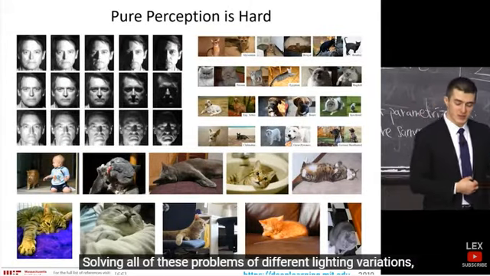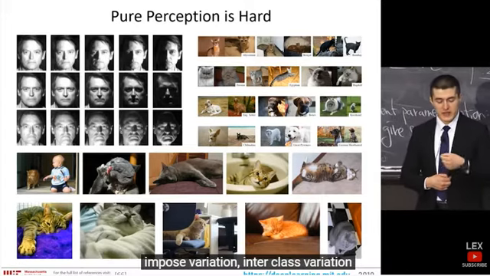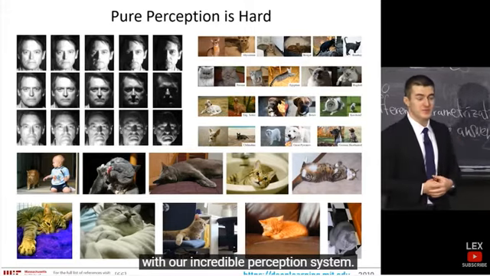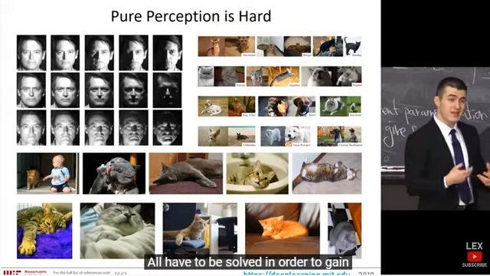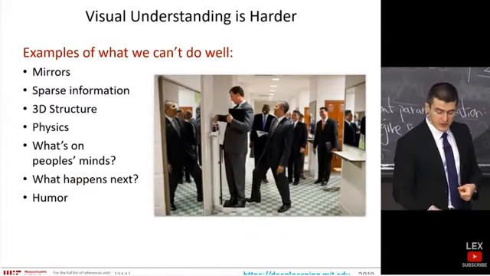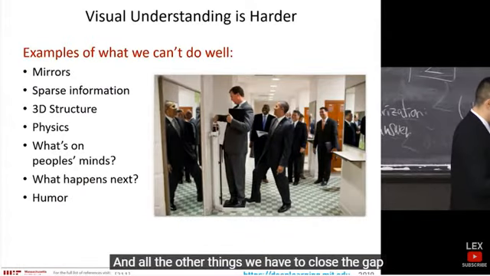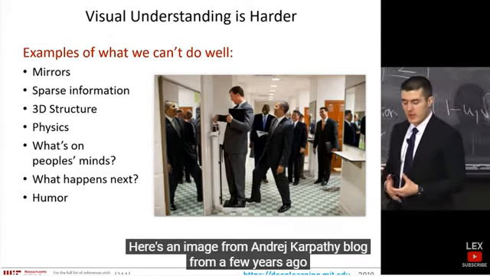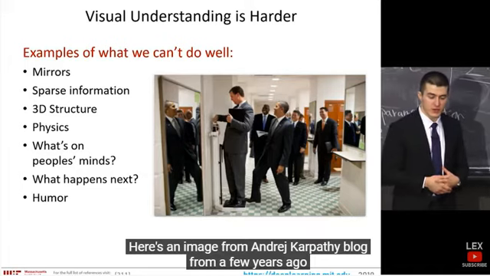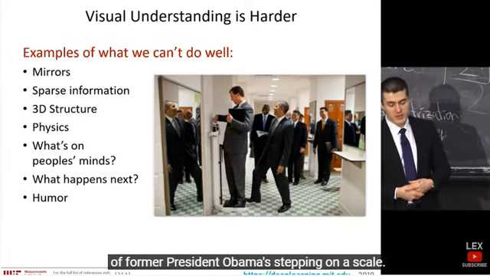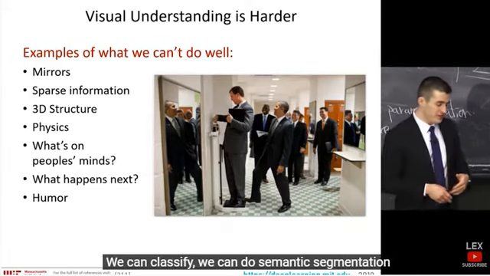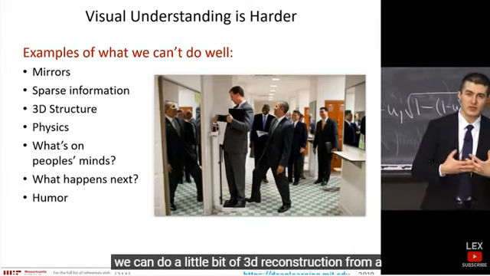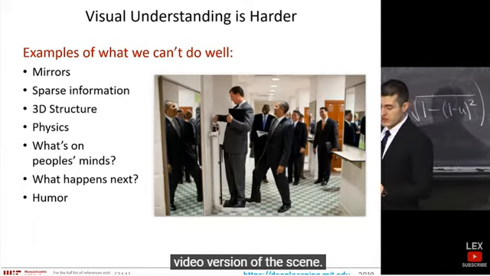Solving all of these problems of different lighting variations, of pose variation, interclass variation, all the things that we take for granted as human beings with our incredible perception system, all have to be solved in order to gain greater and greater understanding of a scene. And all the other things we have to close the gap on that we're not even close to yet. Here's an image from the Andrej Karpathy blog from a few years ago of former President Obama stepping on a scale. We can classify, we can do semantic segmentation of the scene, we can do object detection, we can do a little bit of 3D reconstruction from a video version of the scene.